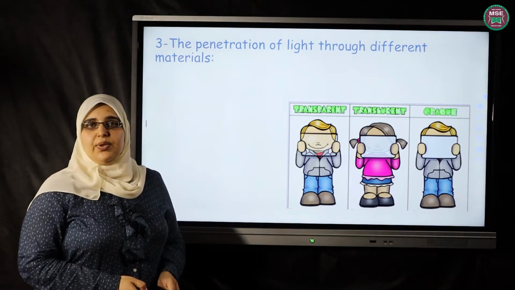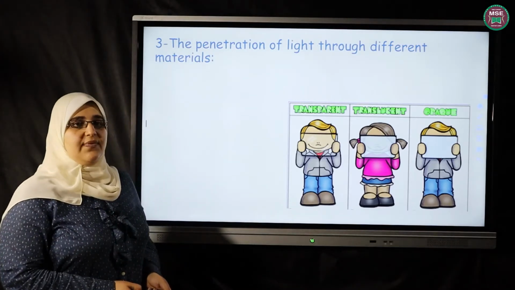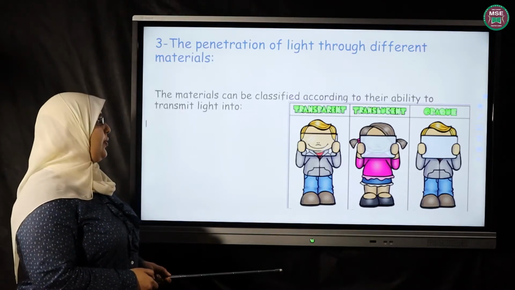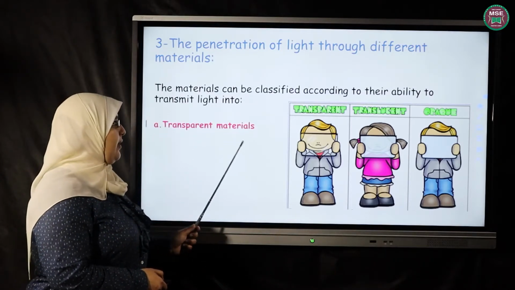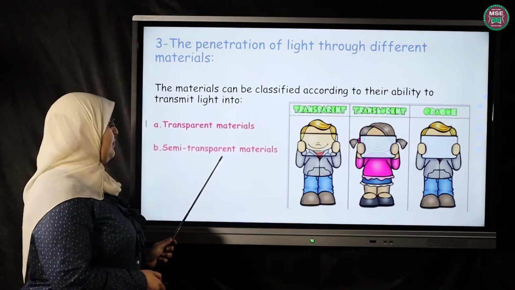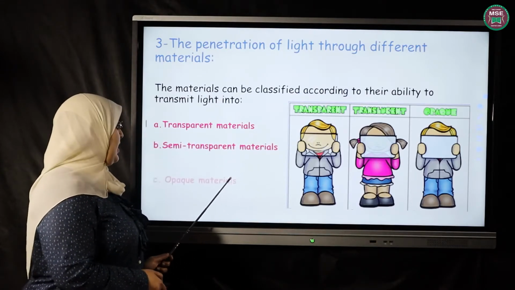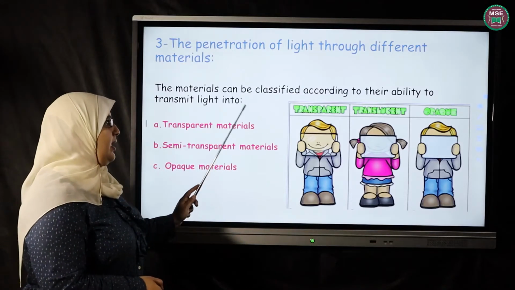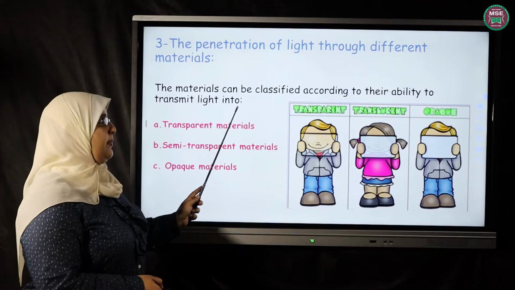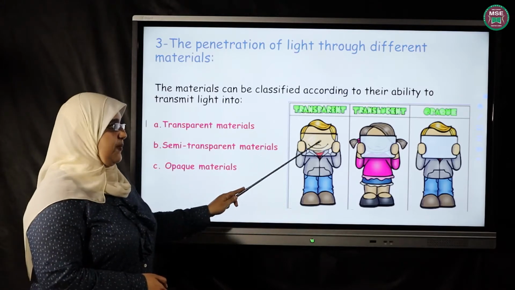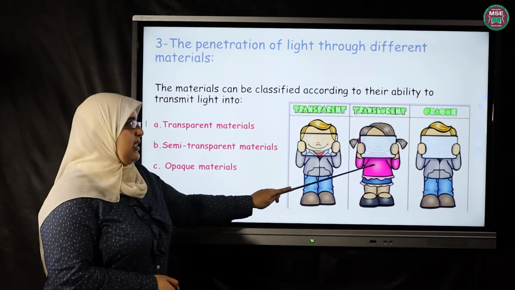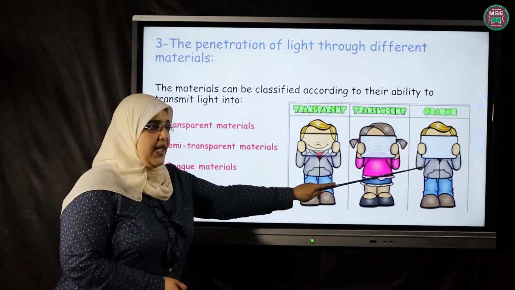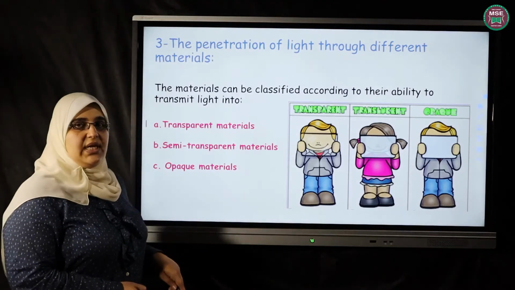The light can pass through different materials, so we will divide the materials according to the penetration of the light through them into 3 types: transparent material, semi-transparent or translucent material, and opaque material. Let's talk about each one of them.